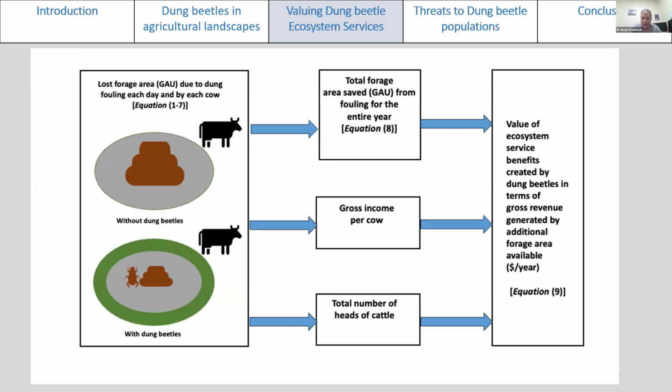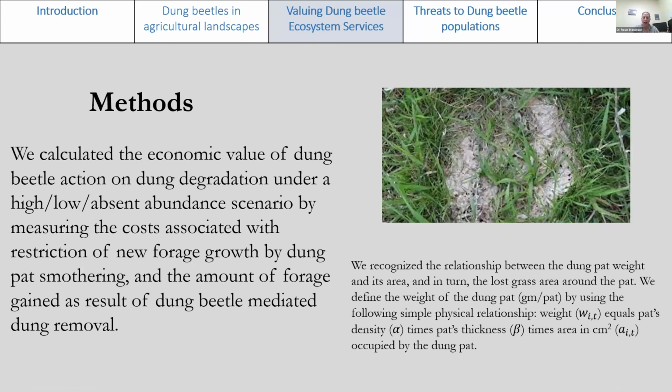So how did we formulate the equations used to make the ecosystem service valuation? Well, we looked at two scenarios. We looked at dung degradation without dung beetles and dung degradation with dung beetles. And we estimated what the cost of fouling would be for an entire year. We looked at the gross income per cow, and then we looked at the total heads of cattle to estimate how much dung was being dropped. And that gave us this value of ecosystem service benefits, basically the gross revenue in terms of additional forage area in a dollar amount.